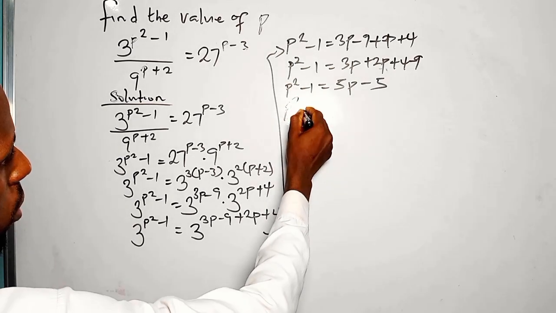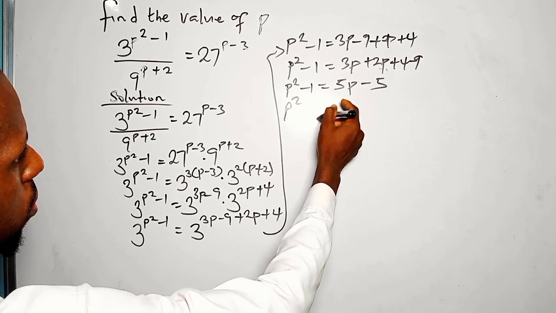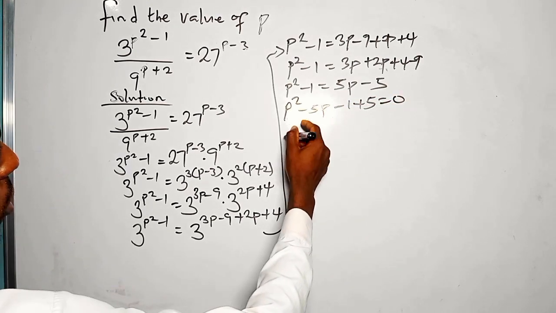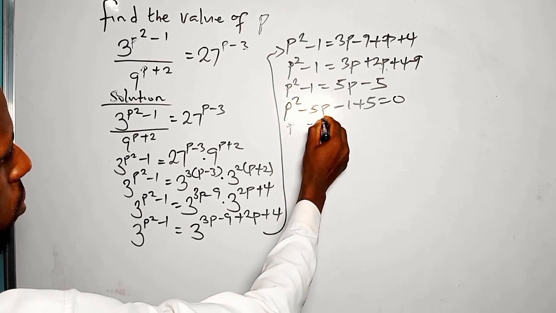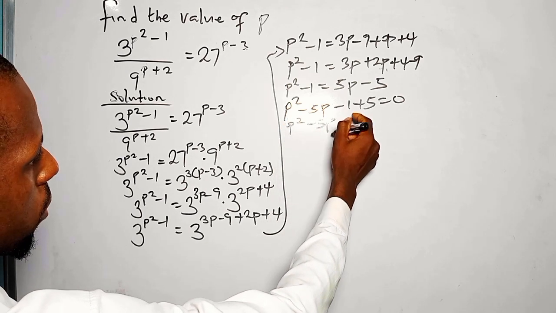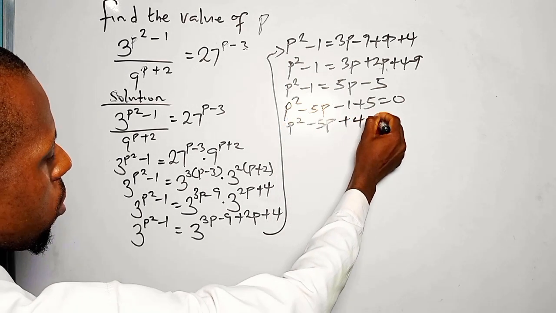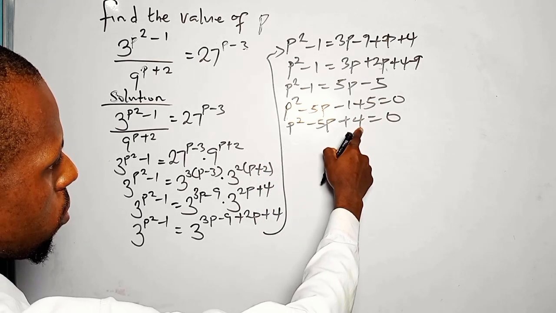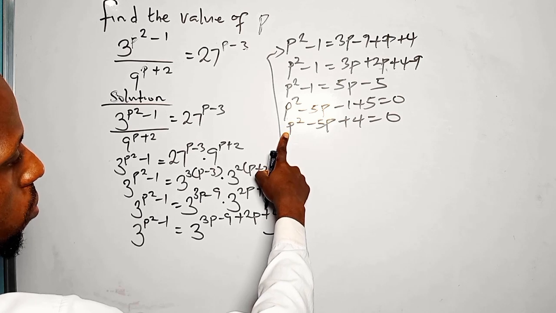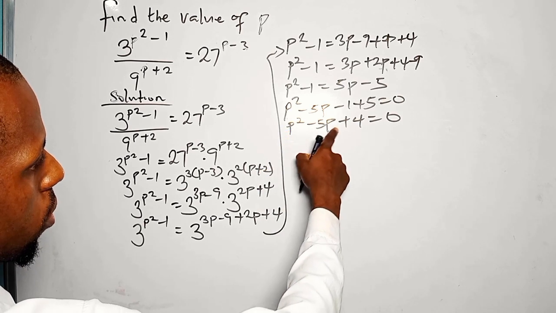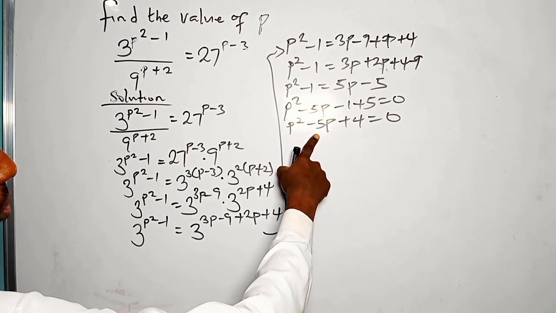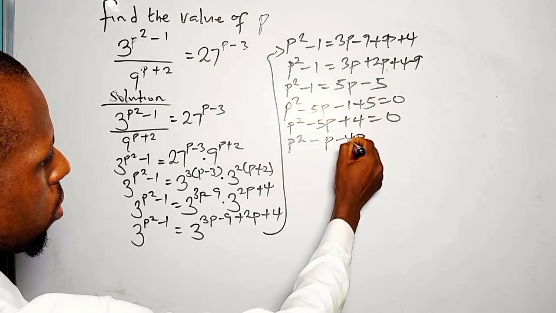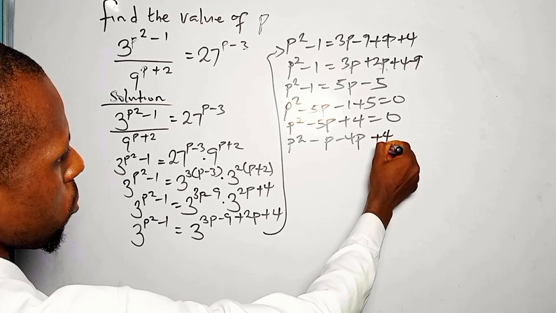From here we can set up a quadratic equation. We have p squared minus 5p, minus 1 plus 5 equals 0. So p squared minus 5p plus 4 equals 0. At this point, we can factorize. How do we do that? Let's multiply 4 with the p squared, which gives 4p squared. The two factors of 4 that give us minus 5p are minus p and minus 4p, so we have p squared minus p minus 4p plus 4.